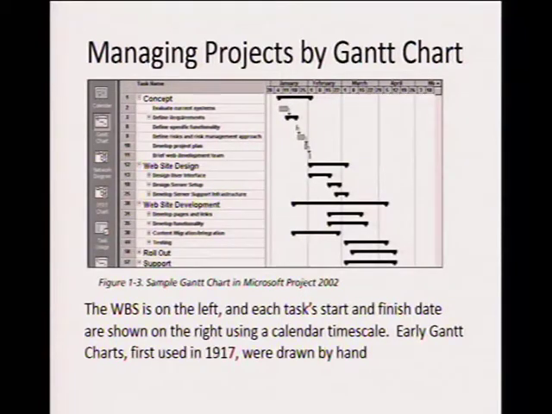So that's an example of the Gantt chart there, and the work breakdown structure, and each task, on the left, and each task's start and finish dates are shown on the right using a calendar as the time scale. Early Gantt charts were used in 1917 and were drawn by hand.